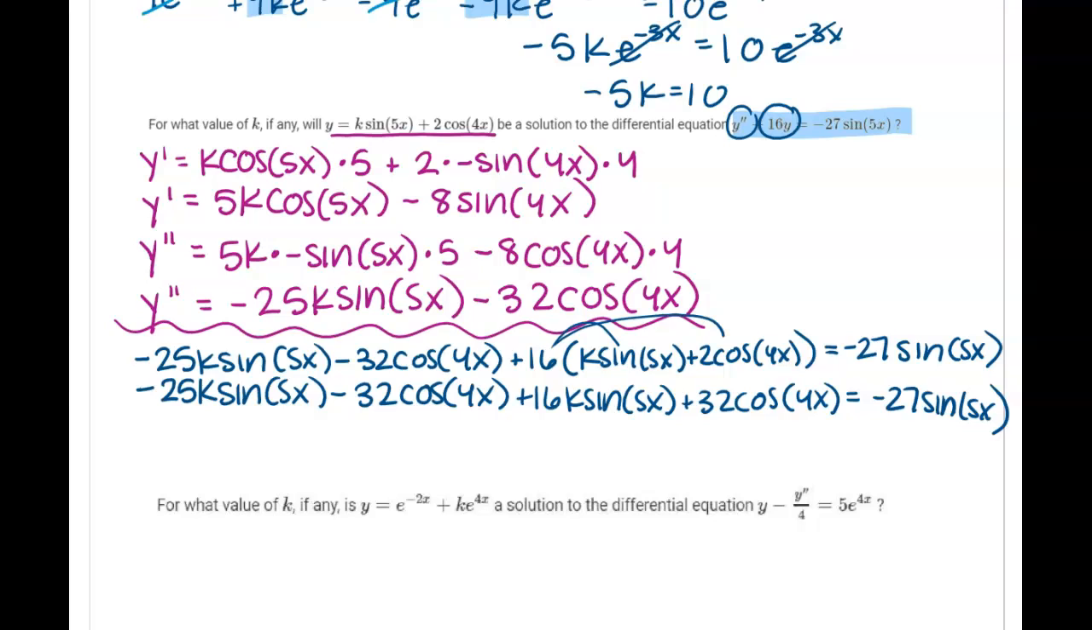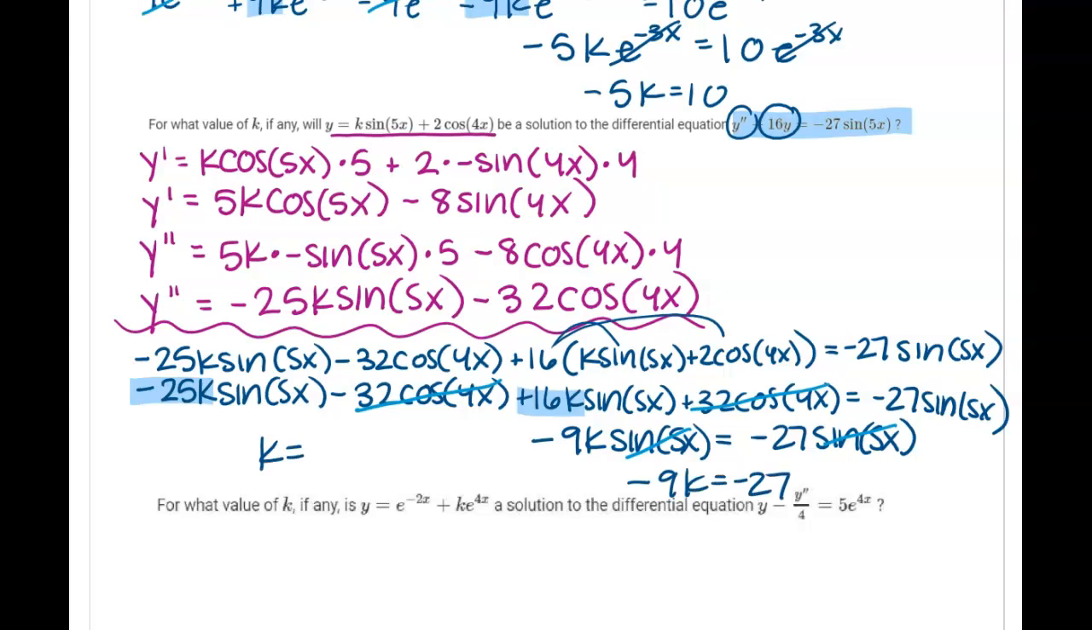And so then, let's see, negative 32 cosine of 4x plus 32 cosine of 4x goes away. Negative 25k plus 16k is negative 9k. So we have negative 9k sine of 5x equals negative 27 sine of 5x. We divide both sides by sine of 5x. I get negative 9k equals negative 27, so k equals 3.